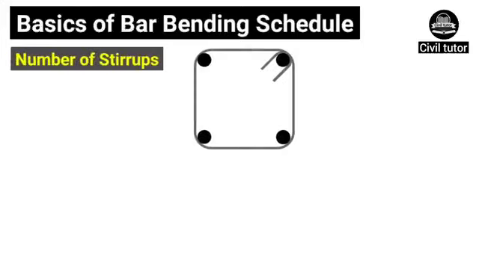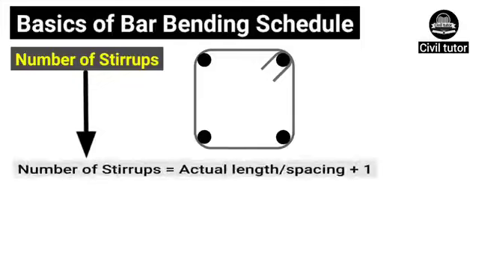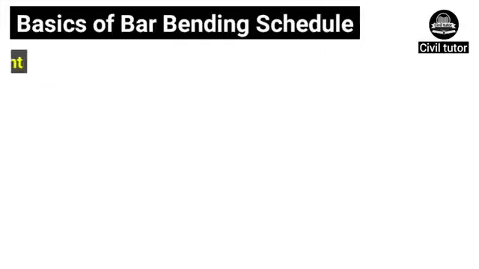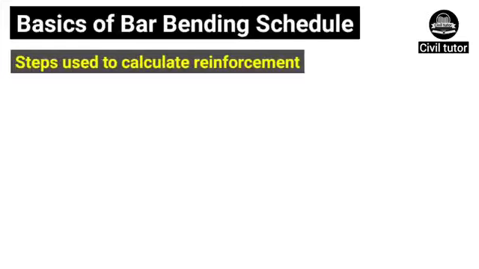The next topic is about number of stirrups. Number of stirrups is calculated by using the formula actual length of column or beam upon spacing plus 1. The last topic is about the steps used in reinforcement calculation.